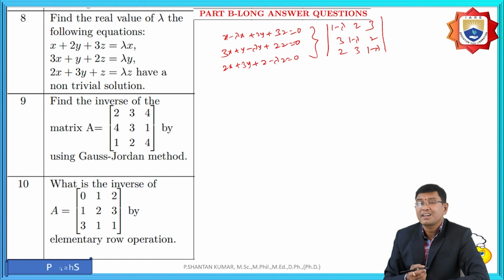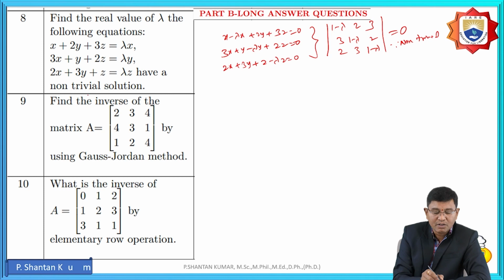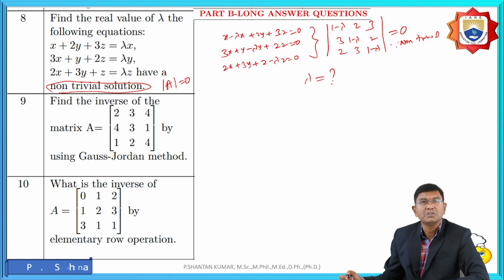It is having a non-trivial solution. A non-trivial solution means automatically that the determinant is equal to 0, since it is given as non-trivial. According to the definition, non-trivial is nothing but the determinant of A is equal to 0. Based upon that, you need to find out what the lambda value is. By equating the determinant value to 0, you find the solutions.